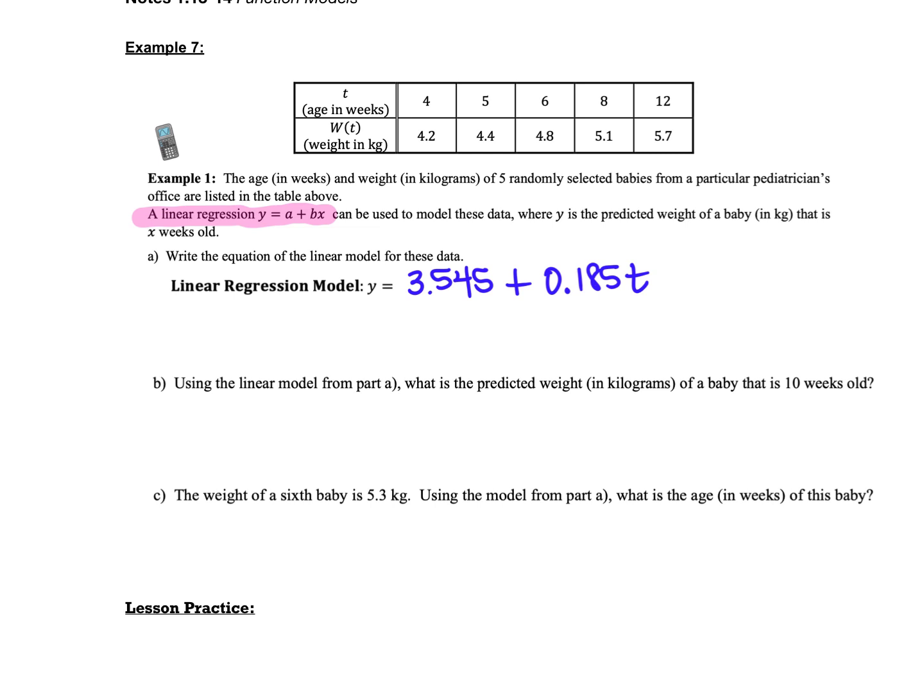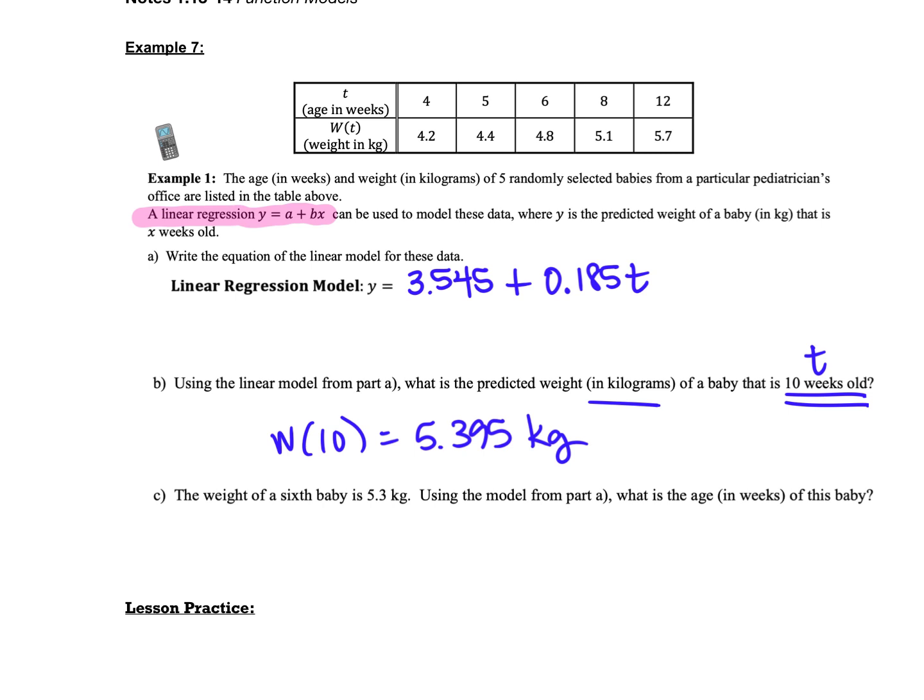Now, part B is where we can use our calculator to help us the most. It says, using the linear model from part A, what's the predicted weight in kilograms of a baby that's 10 weeks old? Is that 10 weeks a weight or an age? Age. So 10's going to go in for t. I want to use my calculator for this one. We would get that our weight at 10 weeks was 5.395, and we'd put kilograms.